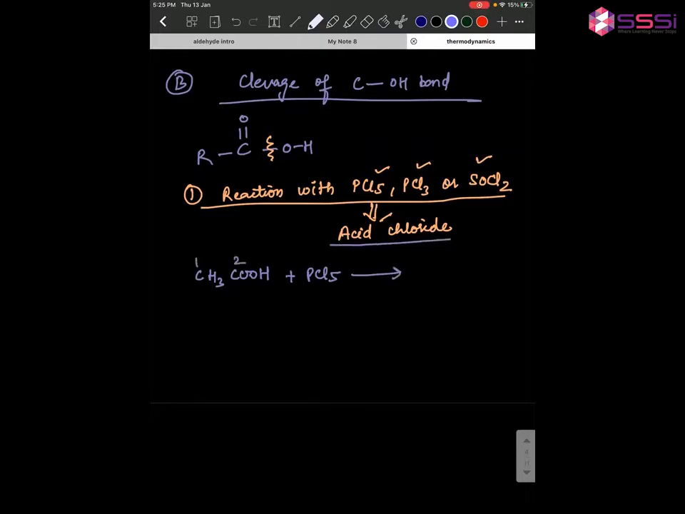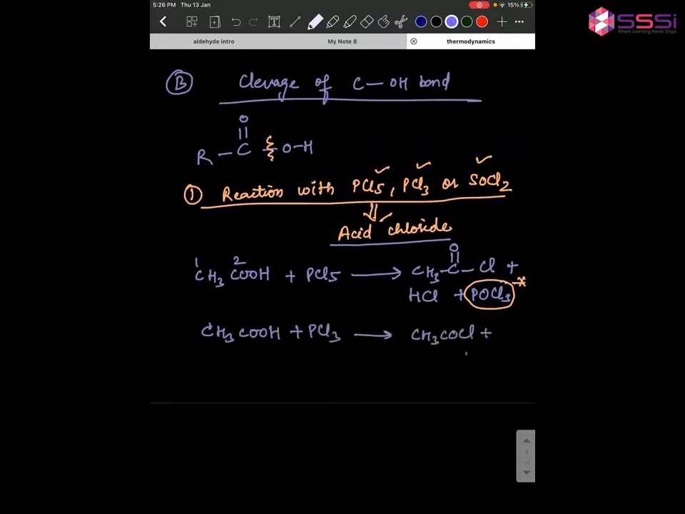Now what you will be getting, we know that acid chloride we will be getting, and this is a 2 carbon acid. So we will be getting 2 carbon acid chloride. It will be CH3COCl. Along with this, we will be getting HCl and POCl3. This is a most important product that we are getting. If we are doing the reaction with PCl3, then we will be getting acid chloride CH3COCl, along with this we will be getting H3PO3.